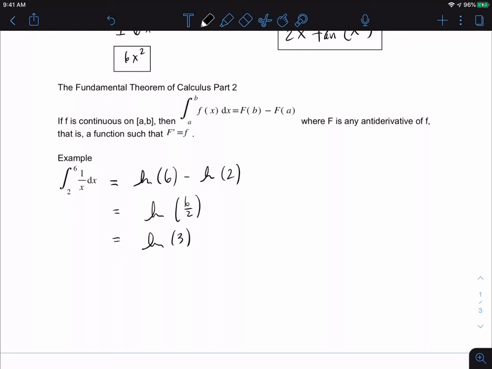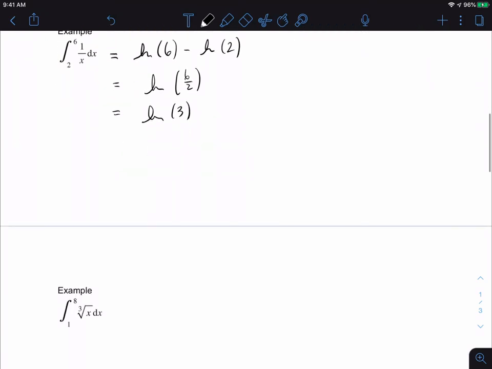You're taking the antiderivative and then applying the upper and lower bound. But it's always the upper bound minus the lower bound. Does that make sense to you guys? We're okay? All right. Let's do another example.